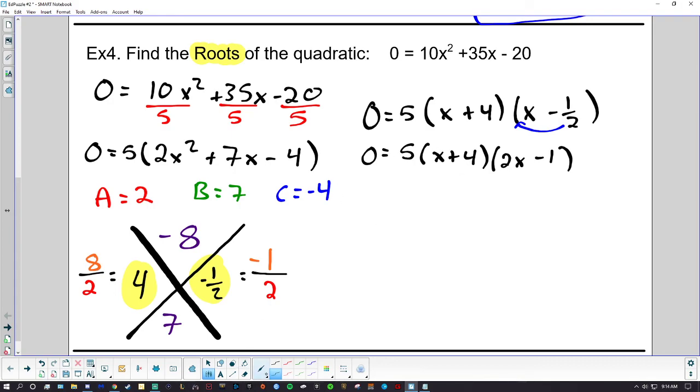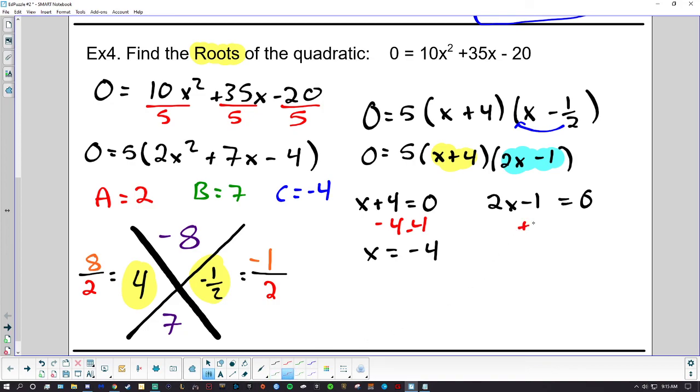Okay, so you found your roots. When you were finding your roots, you should have set your two groups of parentheses equal to 0. Remember, 5 has nothing to do with the roots. That's just factored form. So I have x plus 4 equals 0. And I have 2x minus 1 equals 0. And now I'm going to solve for x. Subtract 4 on both sides. I get x equals -4.